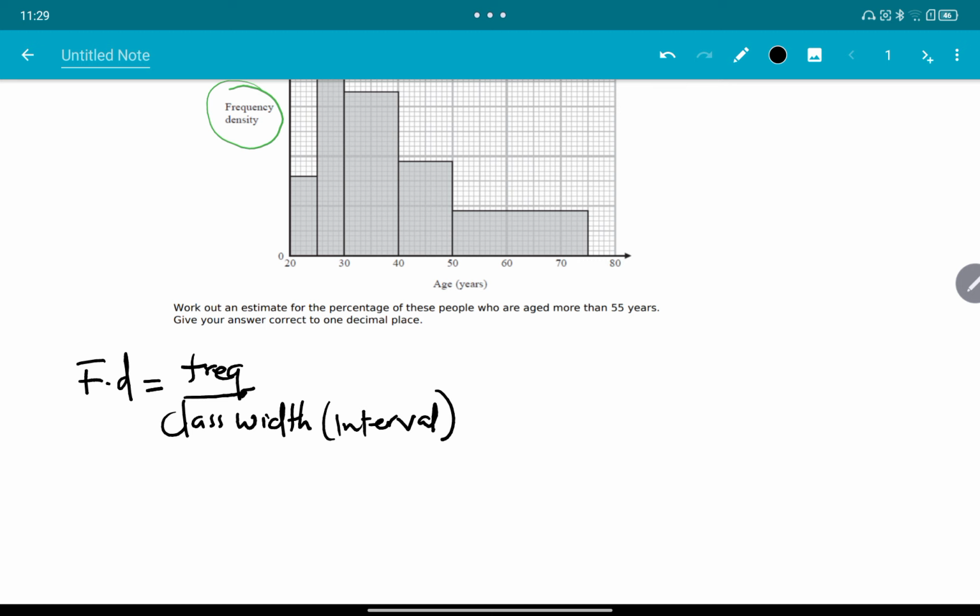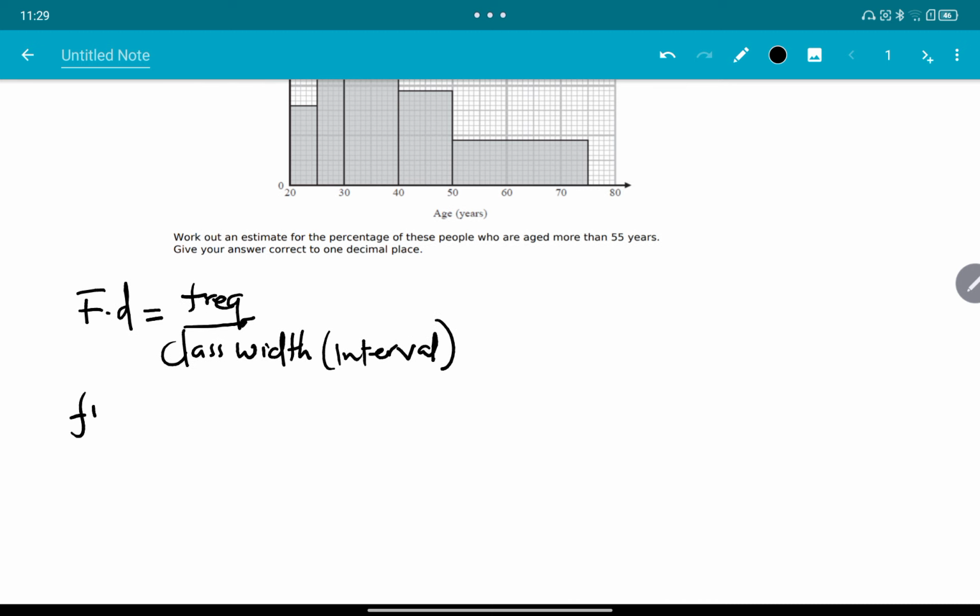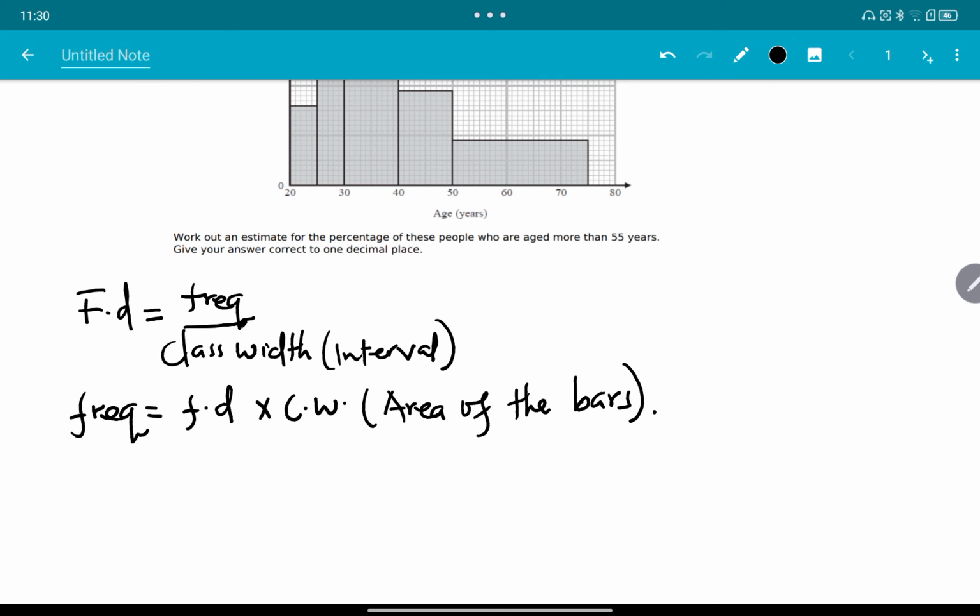In most cases, whenever you have a histogram question which needs to be interpreted, we usually need to get the frequency. We can easily get the frequency from the frequency density by cross multiplying. So frequency is the same as Fd times the class width, let me denote it as Cw. Or in other terms, we usually call it the area of the bar. When we get the area of the bar, we get the frequency of that specific bar we are looking for. Okay, nice.